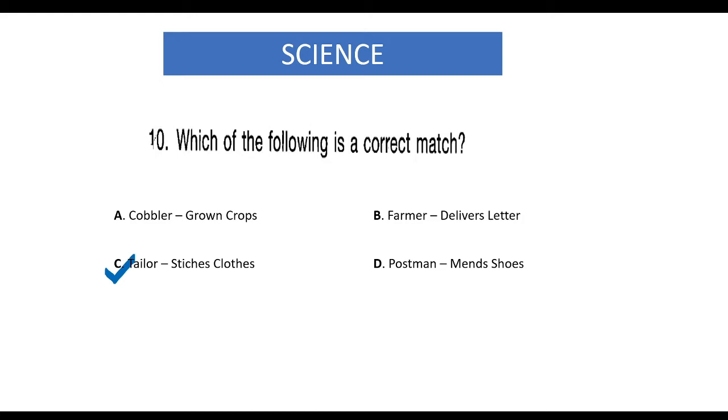Because cobbler is one who mends shoes, a farmer is one who grows crops, while the postman is one who delivers the letter. So all of these are wrong answers, the only correct answer is tailor who stitches clothes.